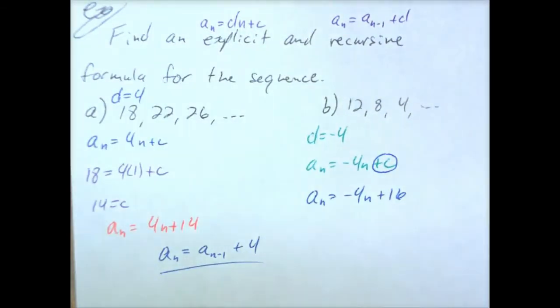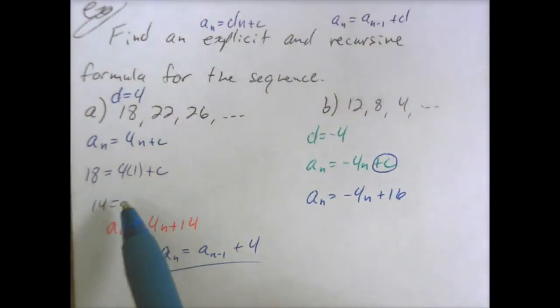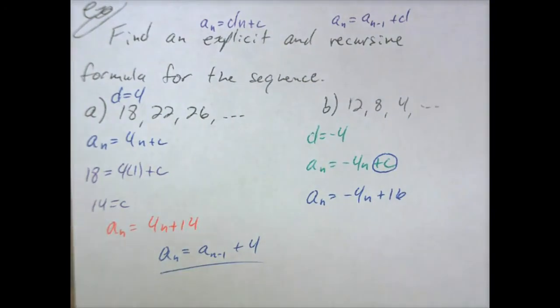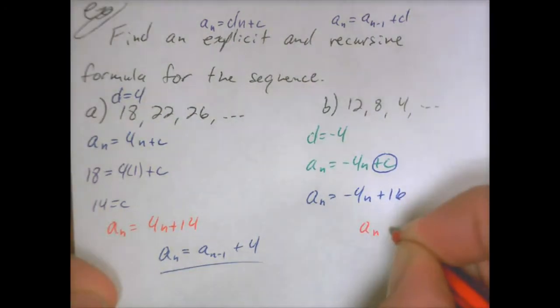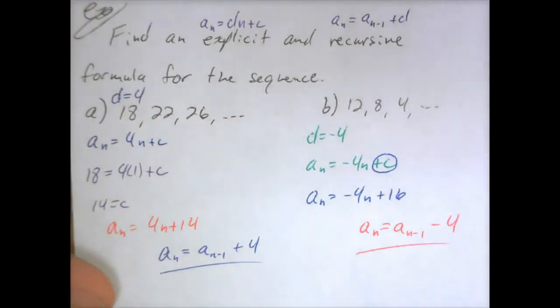Either way you want to do that, if you want to just think about it, cool. If you want to do the algebra, you may be right more often than not. But if you are fine about just thinking about it, cool, you guys can do that. So there's your formula. And to get the recursive, you have a sub n minus 1 minus your difference, which is minus 4.